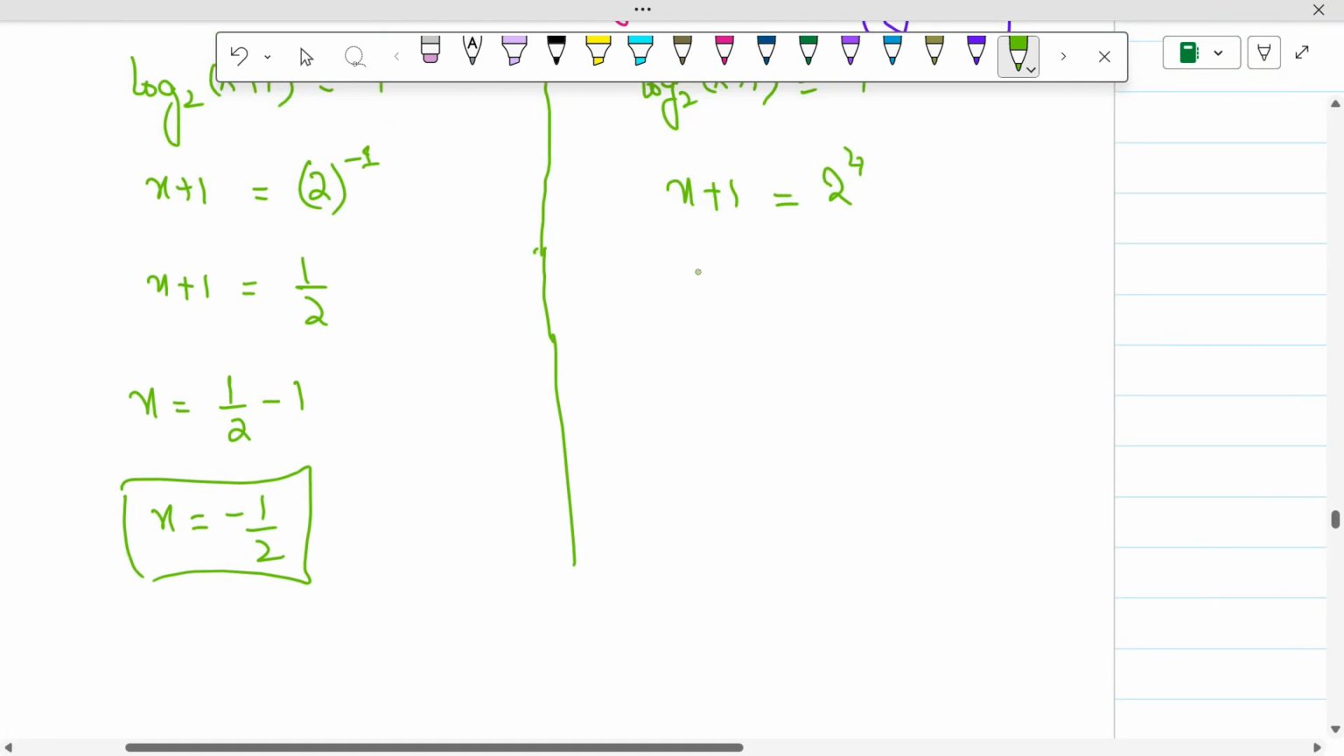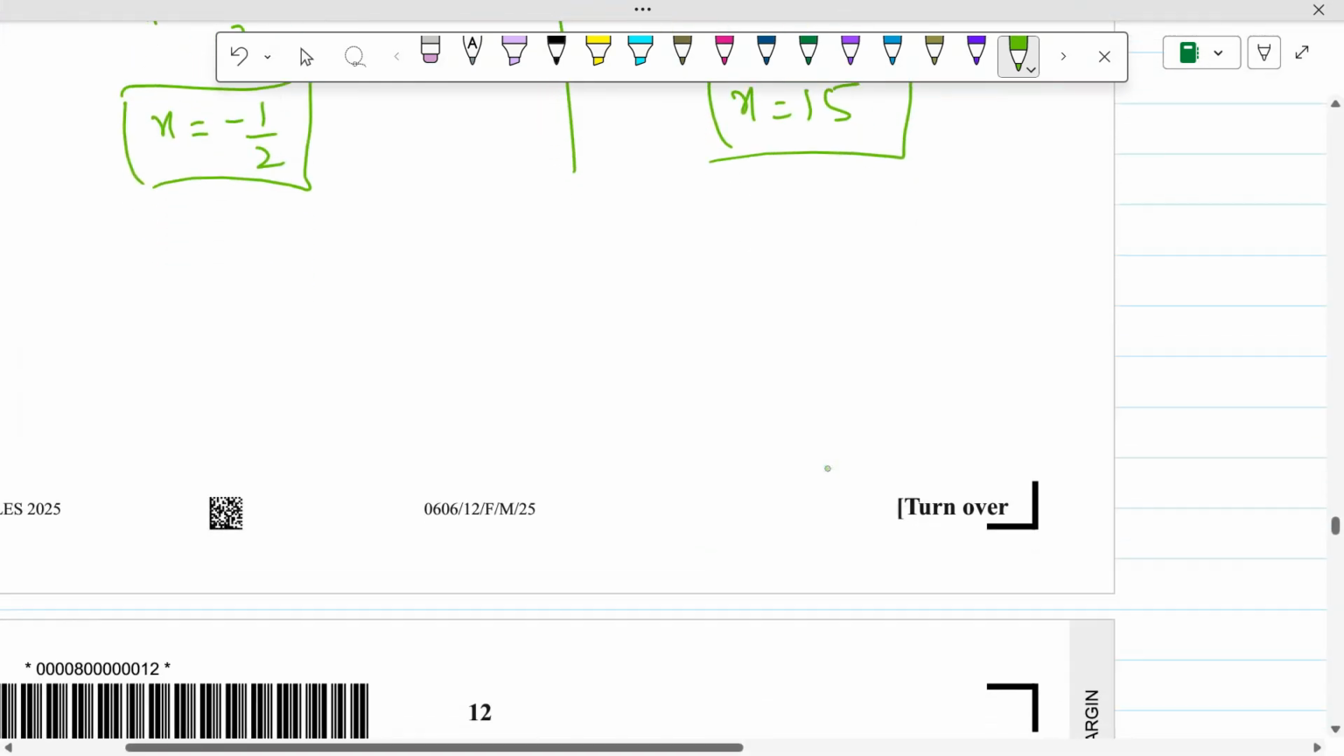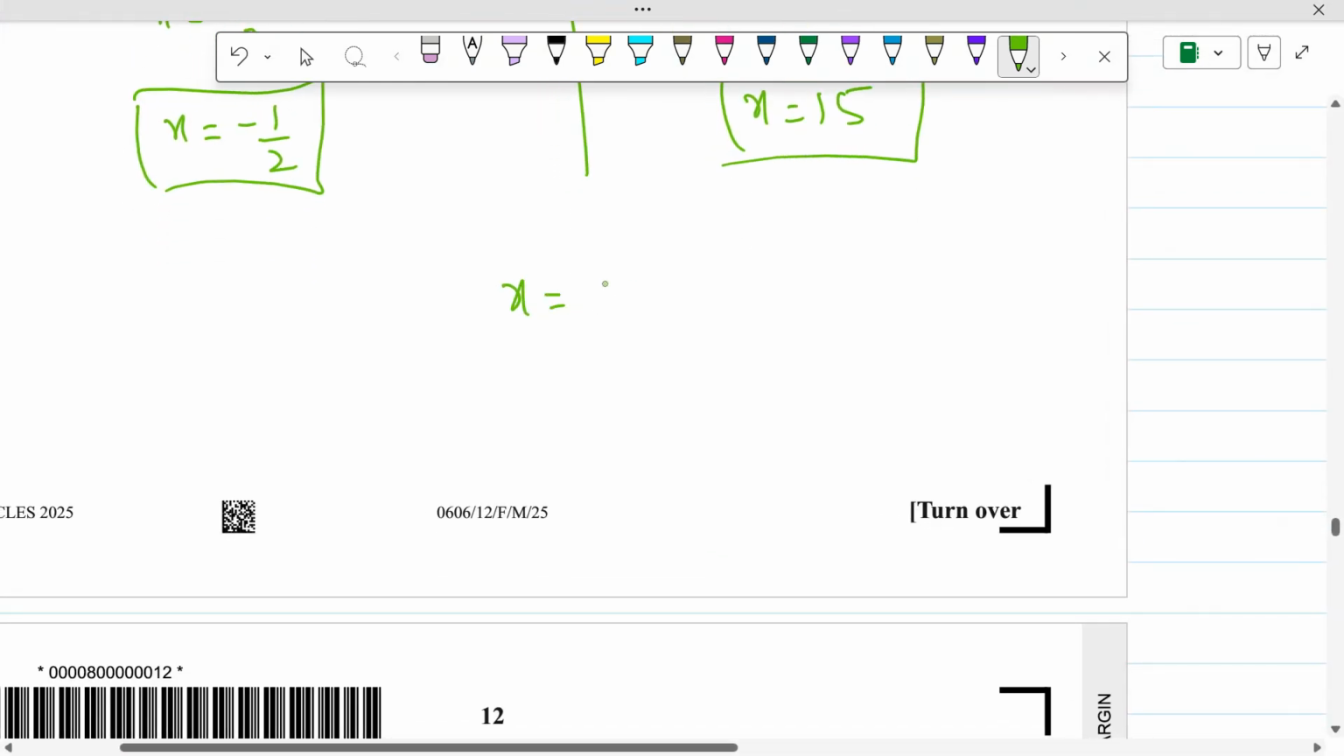On the other side, x plus 1 is equal to 2 to the power of 4, which is equal to 16, and x is equal to 16 minus 1, so x is equal to 15. So we have two values of x, which are negative half and 15, which was required.